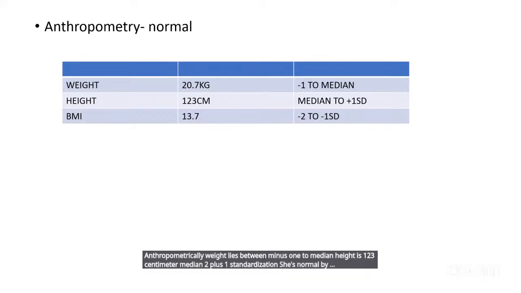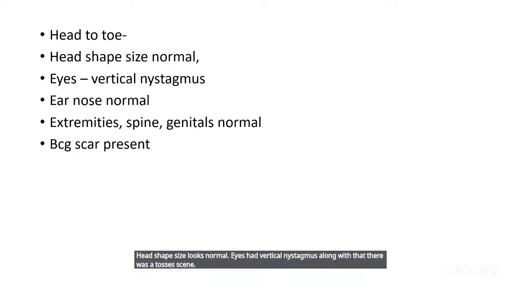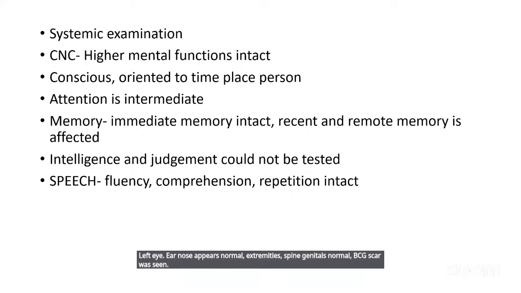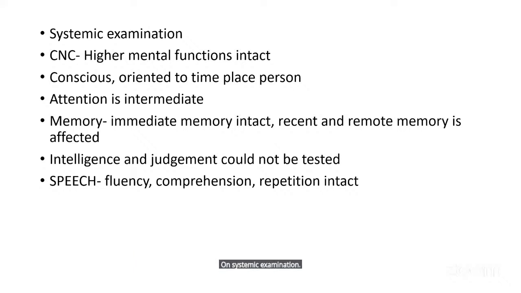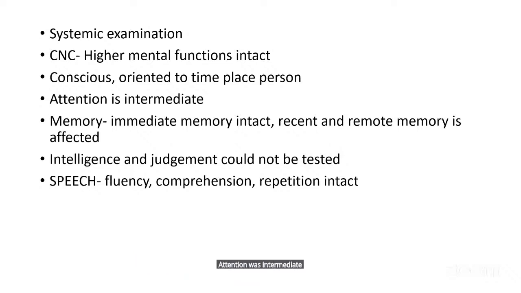BMI is 13.7. On head-to-toe examination, head shape and size look normal. Eyes had vertical nystagmus. Along with that, there was a ptosis seen in left eye. Ear, nose appear normal. Extremities, spine, genitals normal. BCG scar was seen. On systemic examination, CNS examination, higher mental functions were intact. She was conscious, oriented to time, place, person. Attention was intermediate. Immediate memory was intact. Recent and remote memory, the child could not tell us.